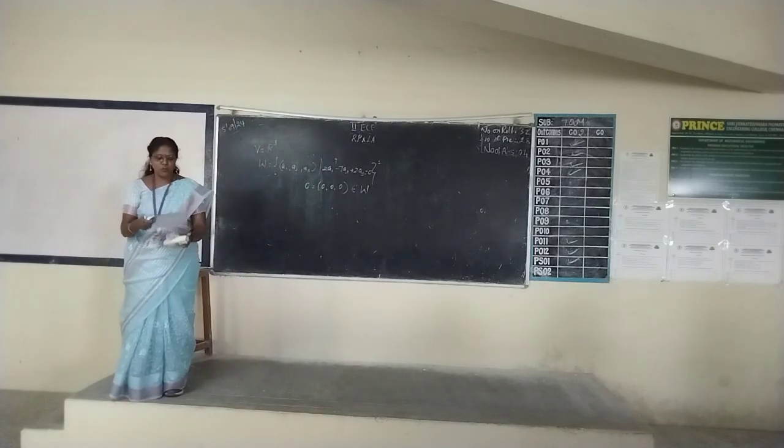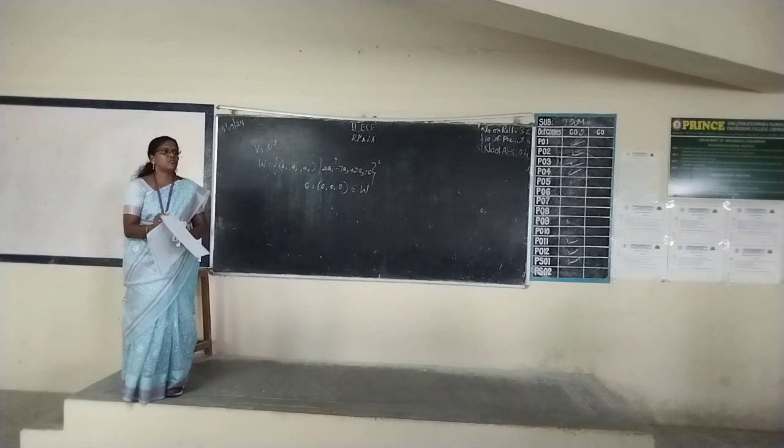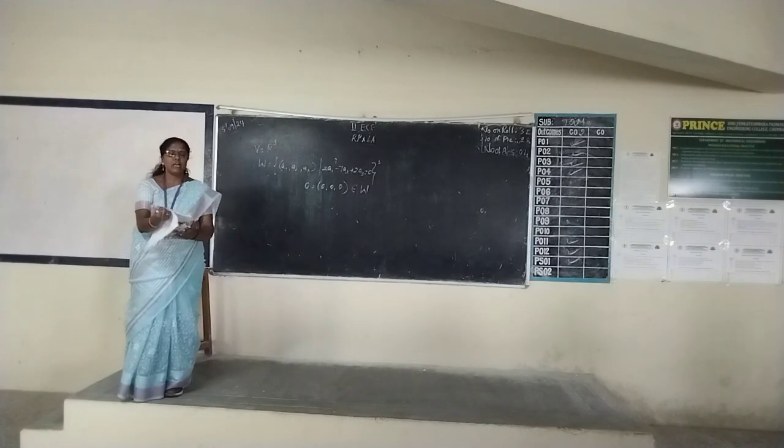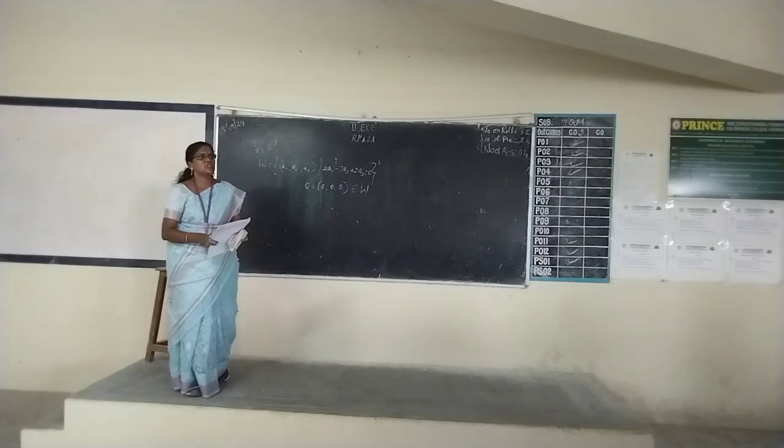Now what are we supposed to prove? Alpha x plus beta y should belong to W. How do you assume x? X is an element of W.